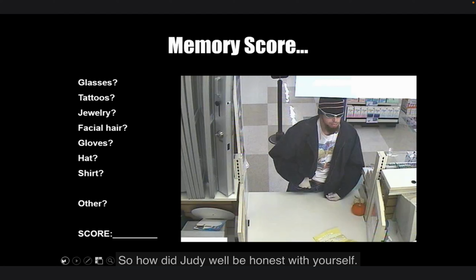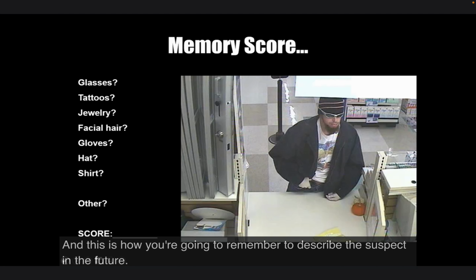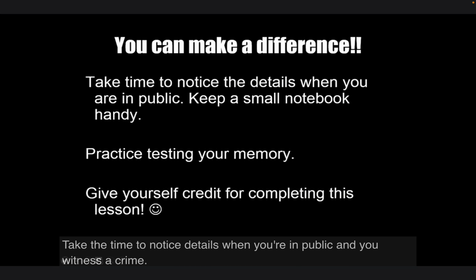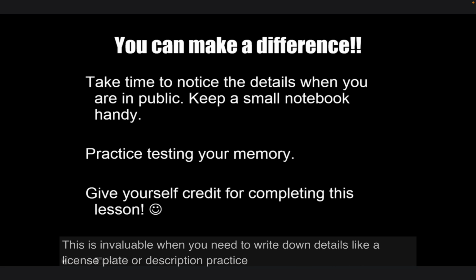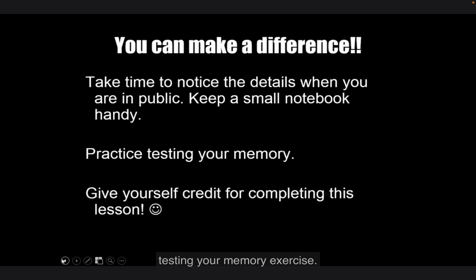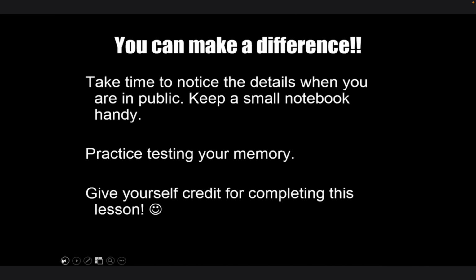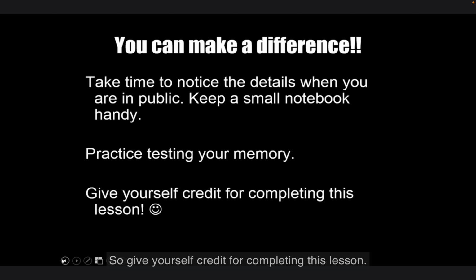Well, be honest with yourself, and this is how you're going to remember to describe a suspect in the future. You can make a difference. Take the time to notice details when you're in public and you witness a crime. Keep a small notebook handy. This is invaluable when you need to write down details, like a license plate or description. Practice testing your memory. The exercise we just completed is a good tool to use for doing that again in the future. So give yourself credit for completing this lesson.